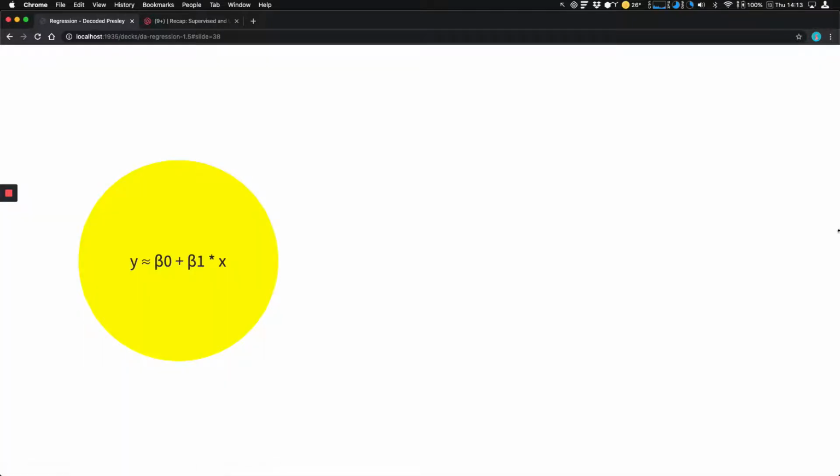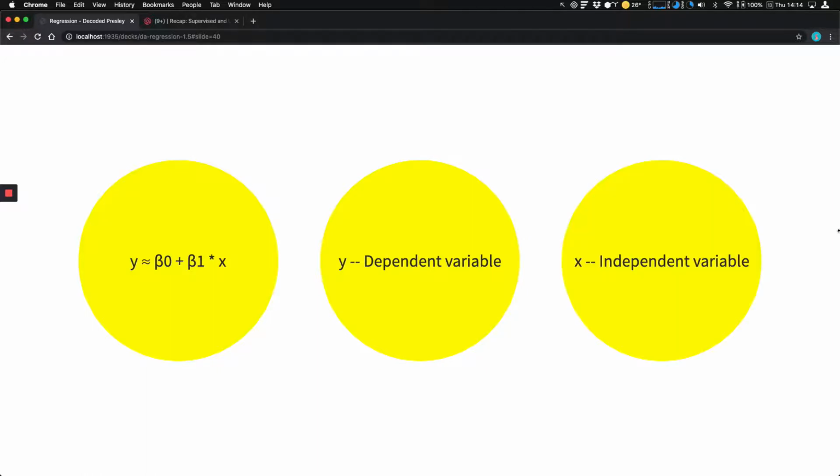Let us look at the equation of the simple linear regression. Here we have y approximately equals beta 0 plus beta 1 times x, where y is the dependent variable, what we're trying to predict, and x is our independent variable, what we're using to predict. The betas are known as the coefficients. The first one, beta 0, is called the intercept, and beta 1 is known as the slope.